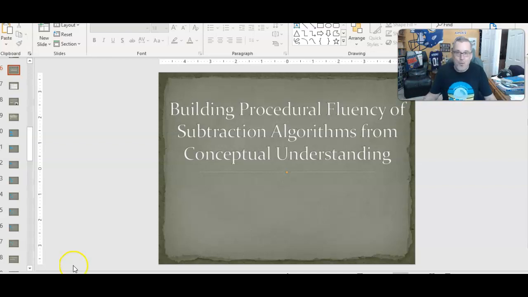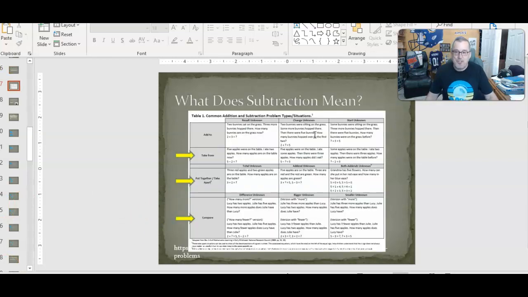So here's a way that we might think through that. We're going to build procedural fluency of subtraction from conceptual understanding. First of all, we have to go back to what does it mean to subtract? And in the Google slide that hopefully you're in when you watch this video, there's a link to a resource called Achieve the Core that has some details. You can go find this table. This is a common addition and subtraction problem type situation, but I want us to focus on subtraction this time.